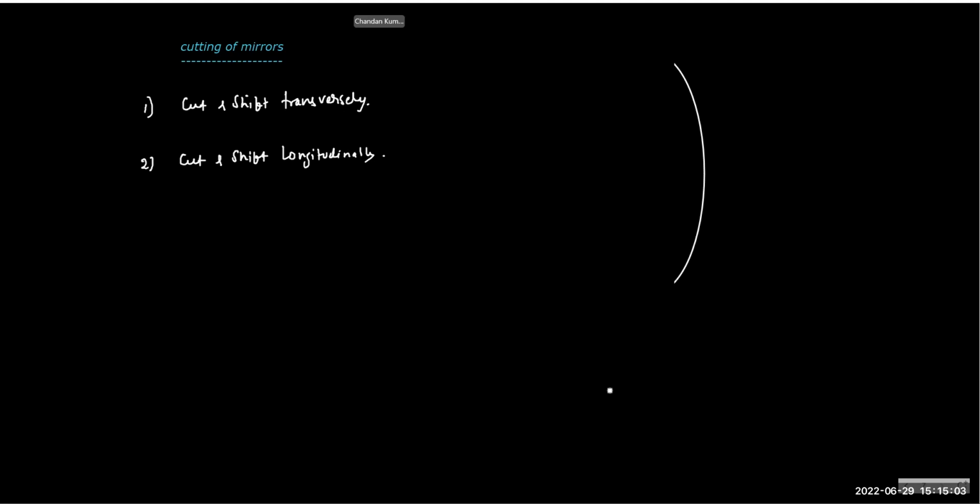So now you can see there is a principal axis that you can see clearly. It's here. And there is some object here. What we do is we actually cut and shift transversely. Like the first mirror I shift upward, and the second we shift downward. I'm not showing that part. Of course, it's difficult to cut and shift here.